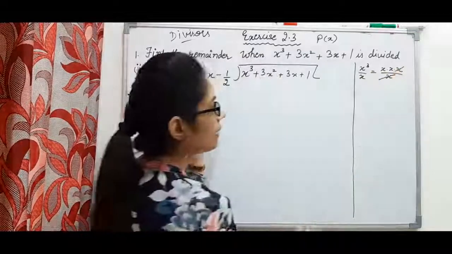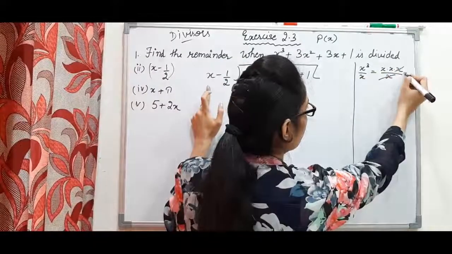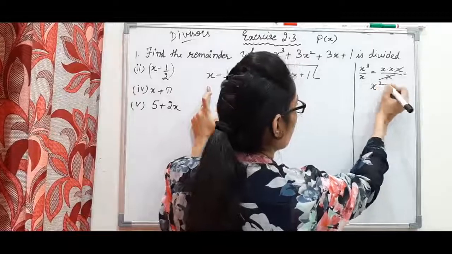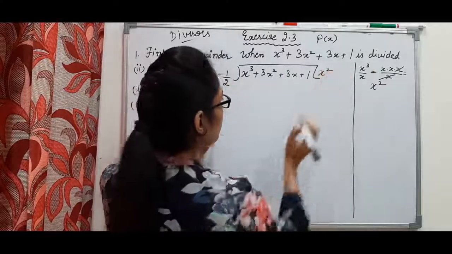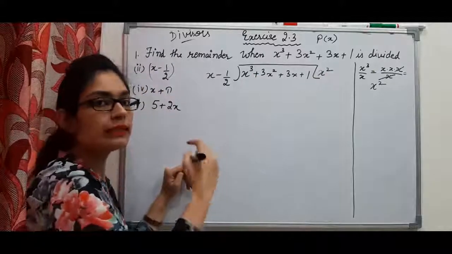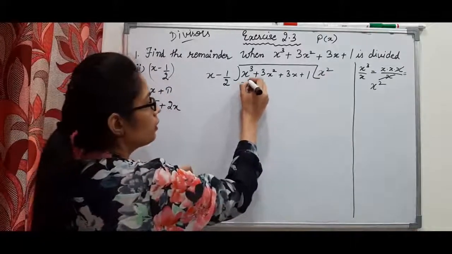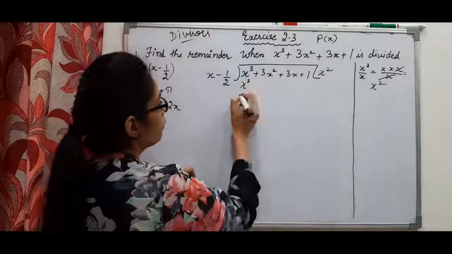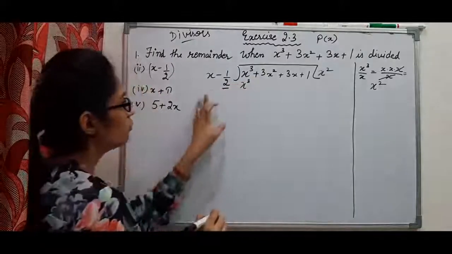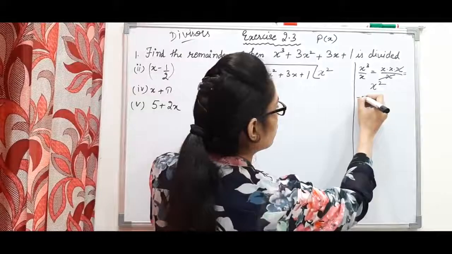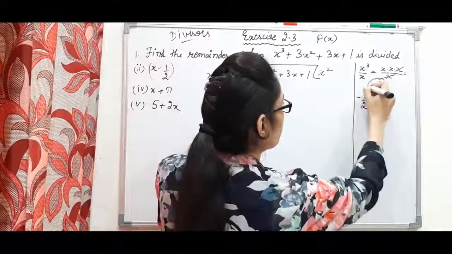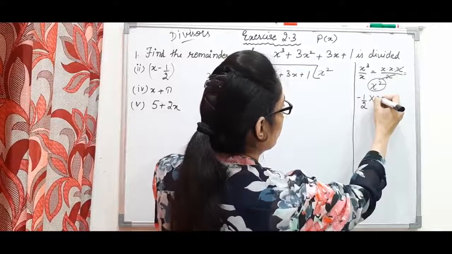x and x will get cancelled. I am left with x into x, which is x square. So this term you have to write here, x square. This first term is always the same, x cube, and now this second term, which is minus 1 by 2. Minus 1 by 2, this you have to multiply with this x square.